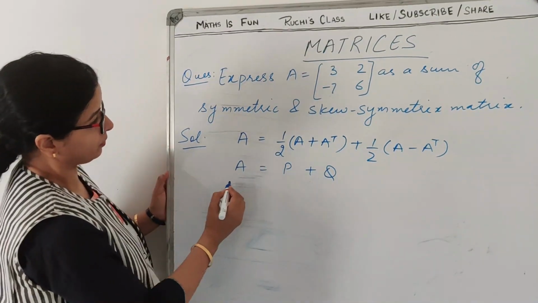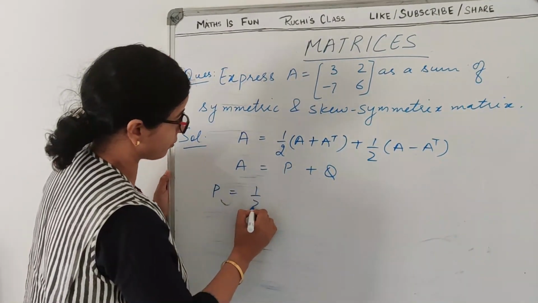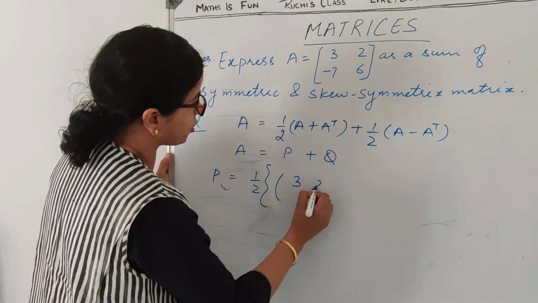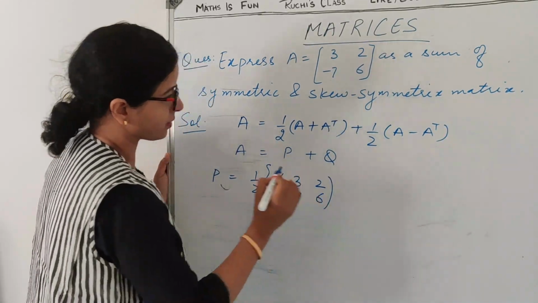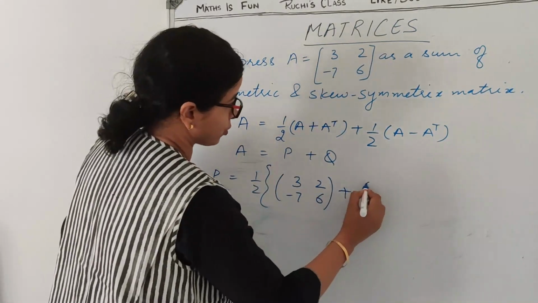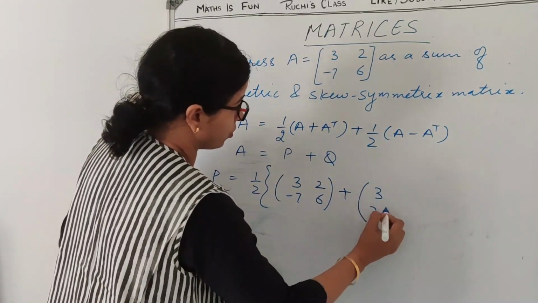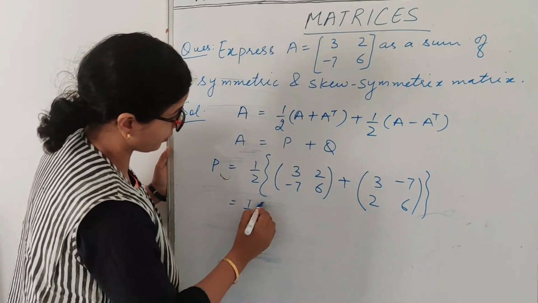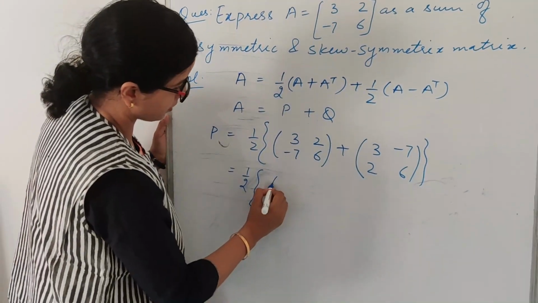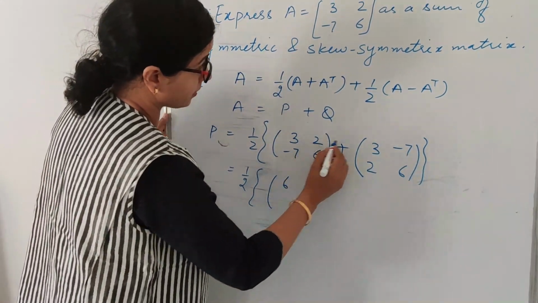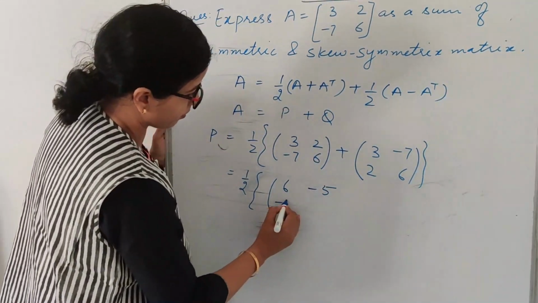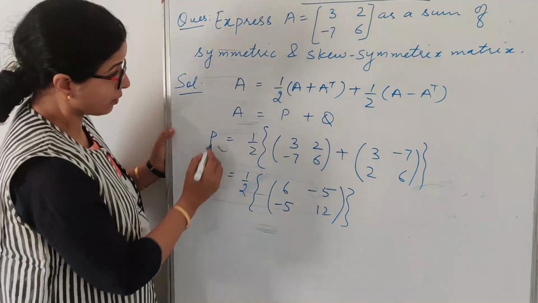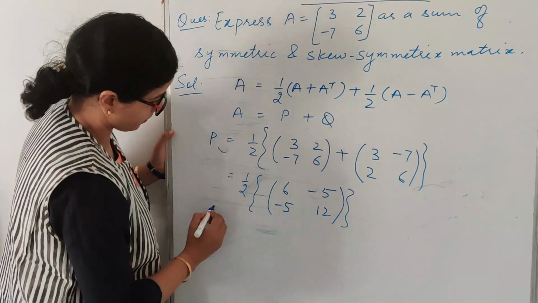Okay. So what is my P? Half. Now what is A? A is 3, 2, minus 7, 6. And what is the transpose of it? Please write down 3, 2, minus 7, 6. So half, add these. So what you are getting? 6, minus 5, minus 5, 12. Okay. Now I have got the P matrix.